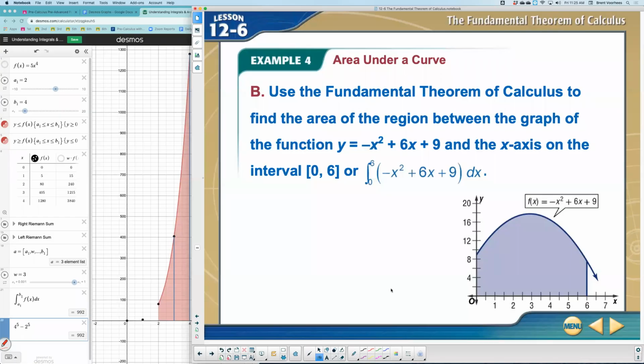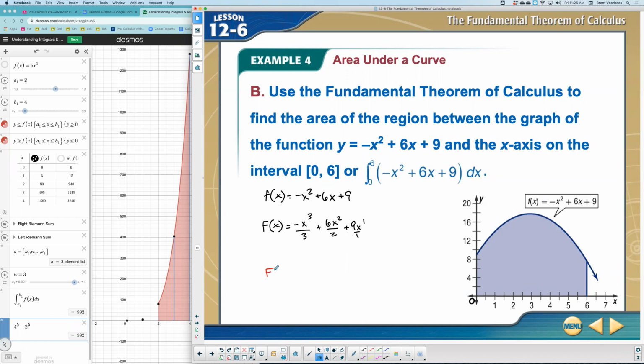Now part B, we're going to evaluate this function here. So let's first start with the antiderivative. So f of x equals negative x squared plus 6x plus 9. So for the antiderivative, we have to go to the third power. So it'll be negative x to the third divided by 3, plus, this will go to the second power, 6x squared divided by 2. And this is like x to the 0, so it'll become 9x to the first power, which means I divide by 1.